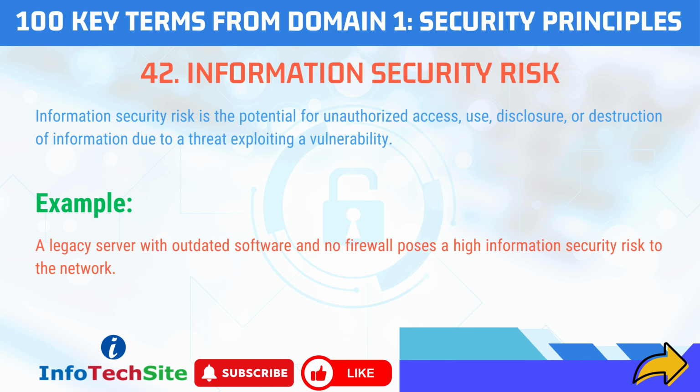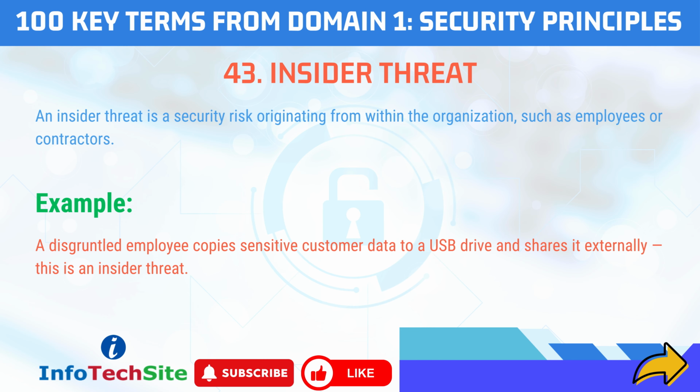42. Information security risk. Information security risk is the potential for unauthorized access, use, disclosure, or destruction of information due to a threat exploiting a vulnerability. Here is an example. A legacy server with outdated software and no firewall poses a high information security risk to the network. 43. Insider threat.